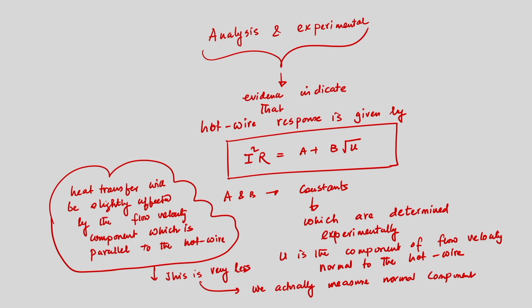And finally, we have discussed that if we are really interested in measuring two components of velocity, one normal to the wire and the other parallel to the wire, we need to modify the design, and that aspect we will be discussing in the next class.